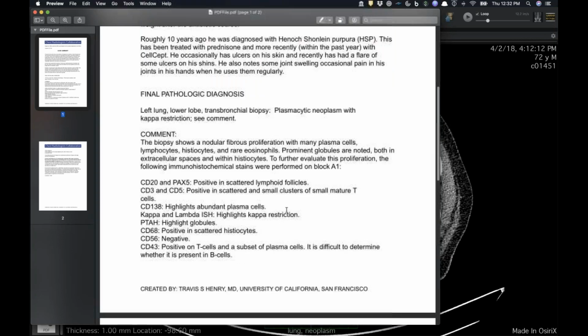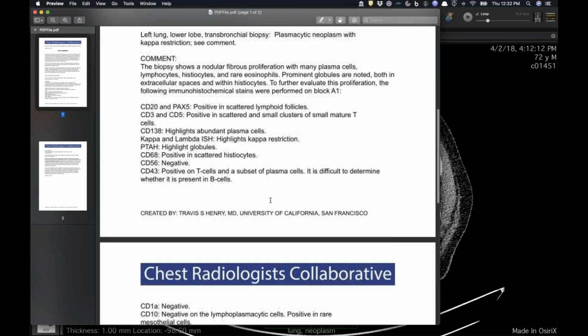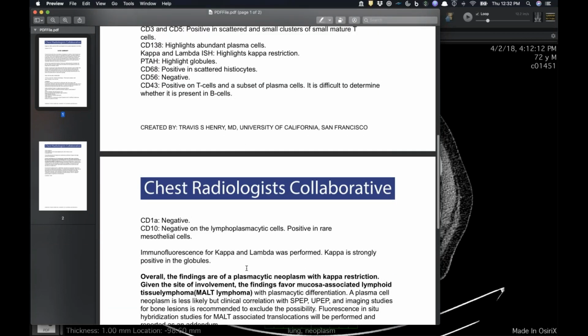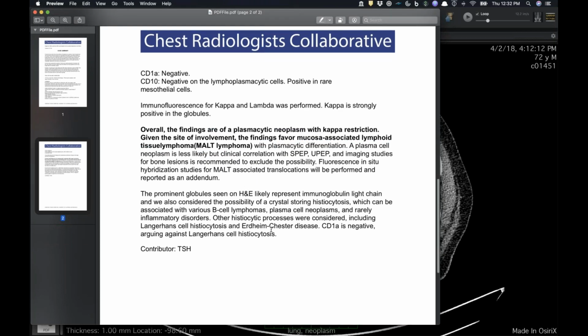I'm curious, since this is in preview, if this jumps or not, guys, when you see this. But yeah, so plasma cells, lymphocytes, histiocytes, and then they did a bunch of stains, and they thought this was a MALT lymphoma with some sort of plasmacytic differentiation. He still hasn't undergone a bone marrow biopsy or anything to look for myeloma elsewhere, but they think this is probably a B-cell lymphoma.